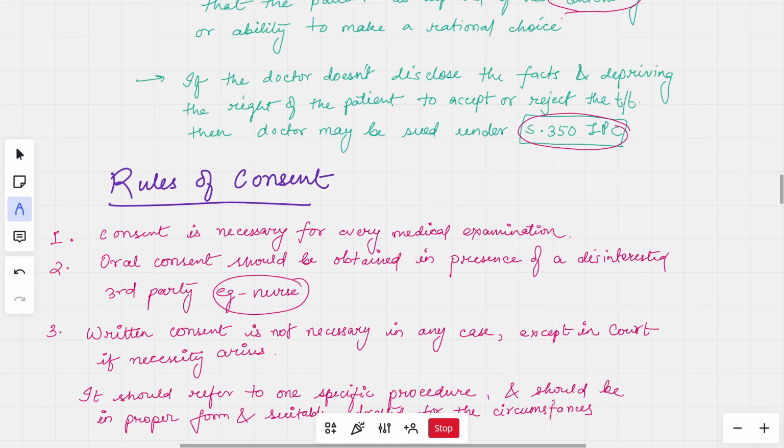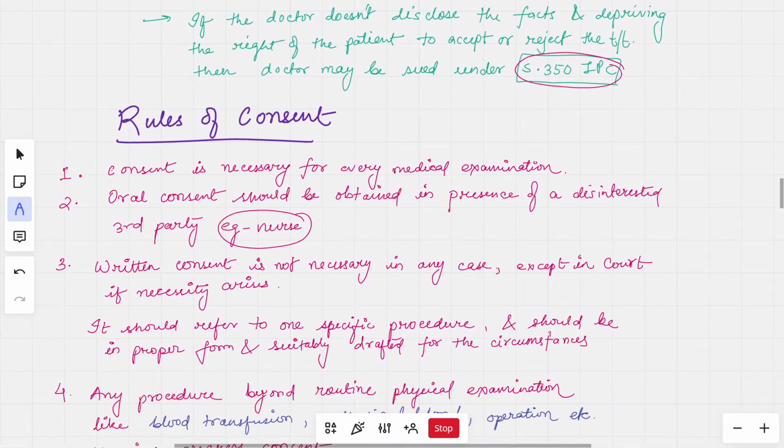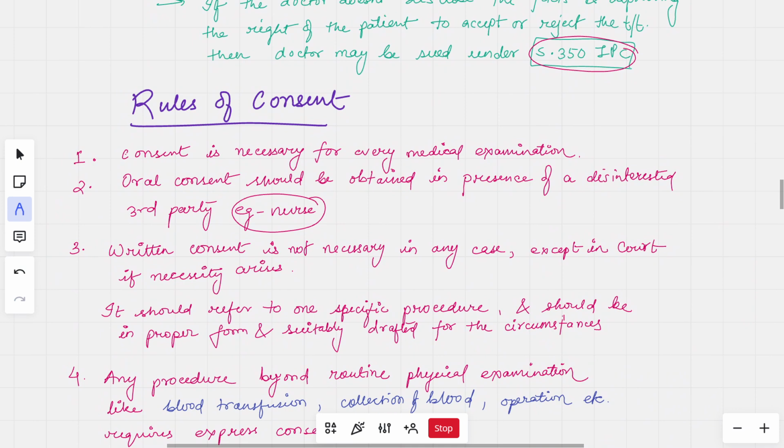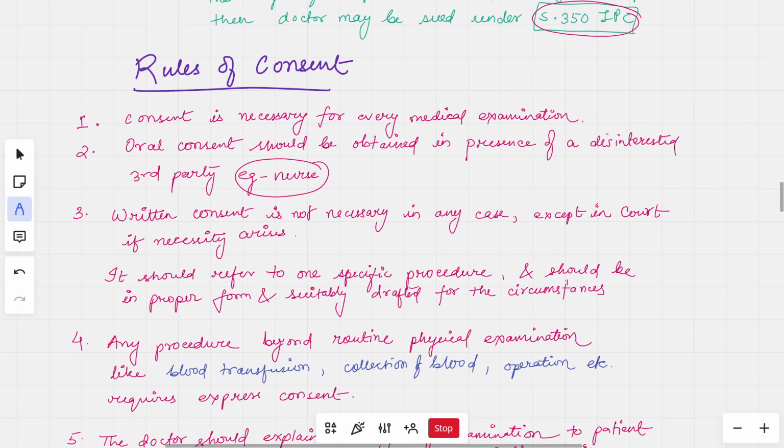Then we have rules of consent. It is very important to know what the rules involved in taking consent are. So, first, consent is necessary for every medical examination, except for the routine general physical examination, which the patient implies on himself only. So, consent is necessary for every medical examination.